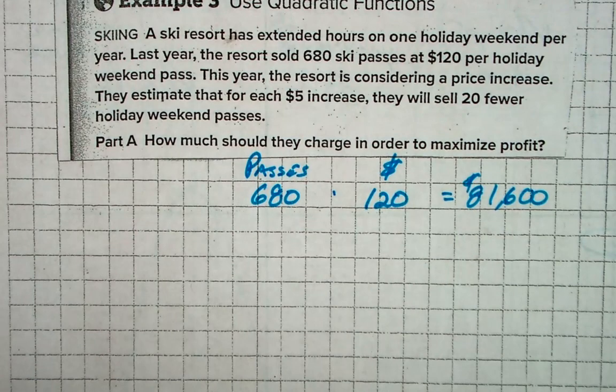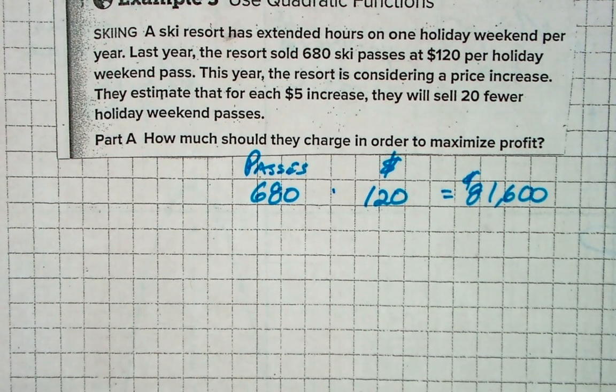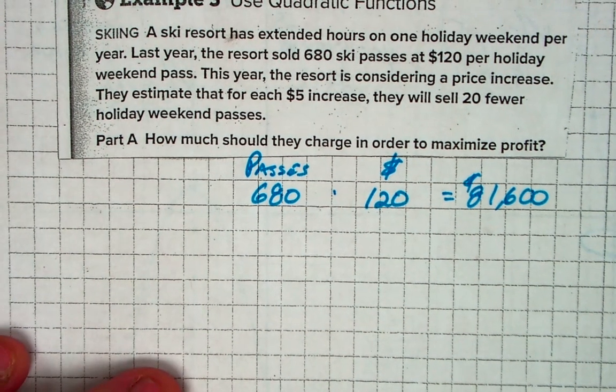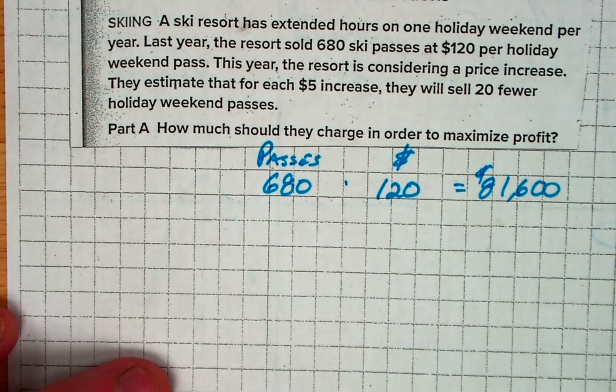It says this year the resort is considering a price increase. What's going to happen if you increase your price for the most part? You're going to sell more or less? Probably going to sell less. Okay? Even though that doesn't work for Dollar General. They raise their prices and I still buy. It's awful.